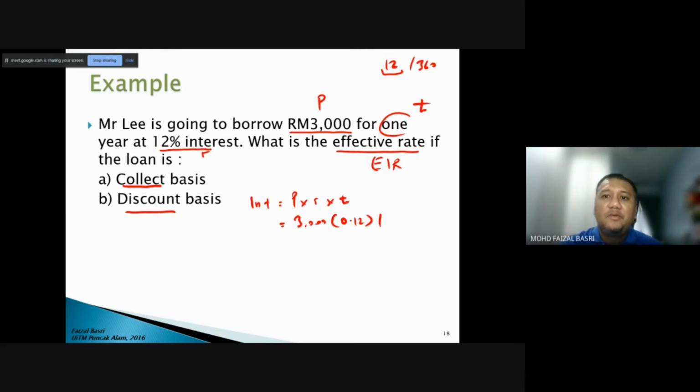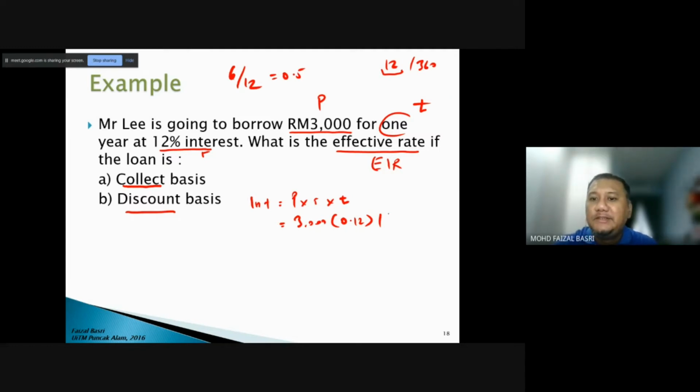But what if they borrow for 6 months, for example? They borrow 3,000 for 6 months. So you don't put 6 here. If you put 6, it represents 6 years. So whichever terms are less than 1 year, let's say 6 months, you have to put 6 over 12. It will be 6 over 12 because this is only 6 months. So 6 over 12 is actually half a year. That's why 6 divided by 12, you get 0.5 or half.